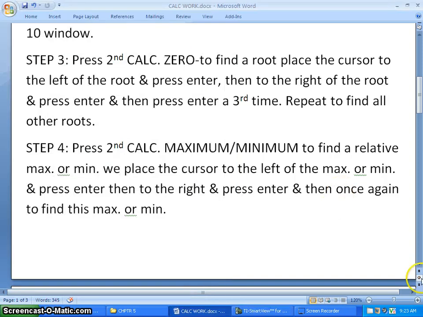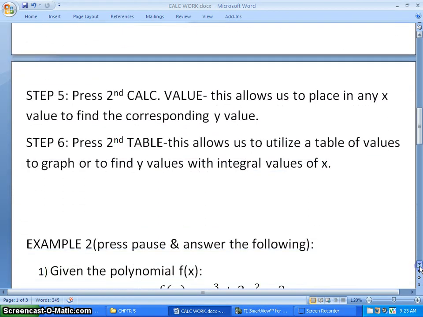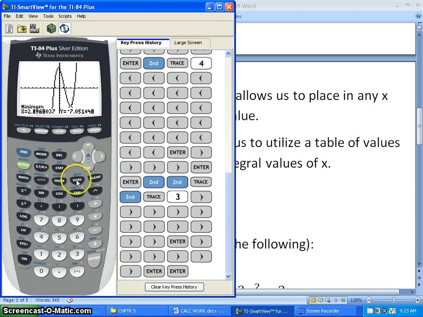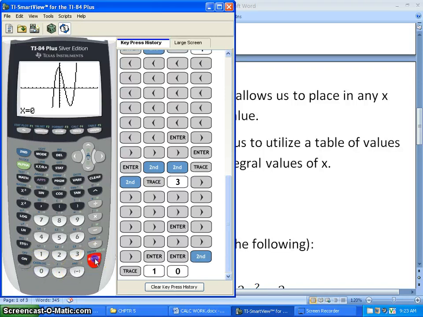Going back to my page, last couple things I can do in here is I can do step 5 and step 6. Second, calculate value allows, when given any x value, I can find a corresponding y value. So for example, if x equals 0 and I press enter, I will attain the location where it hits the y-axis. 0, 8 is the point where it intersects the y-axis.